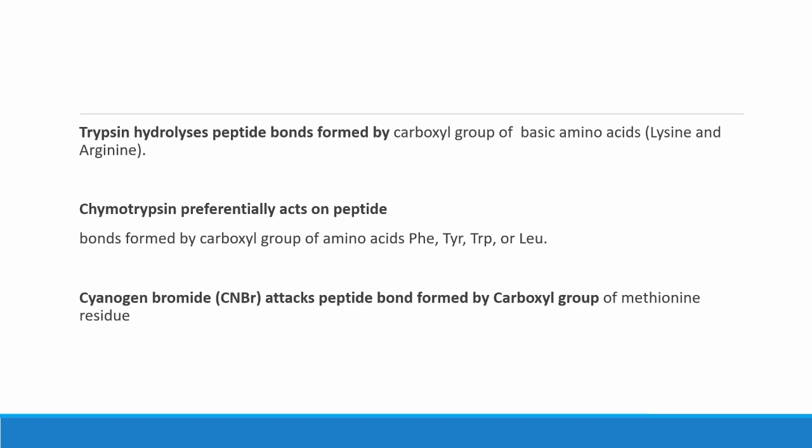Then chymotrypsin acts on the peptide bonds of phenylalanine, tyrosine, tryptophan, and leucine. Then for cyanogen bromide, it attacks the methionine residue. So yeah, that is how that works.